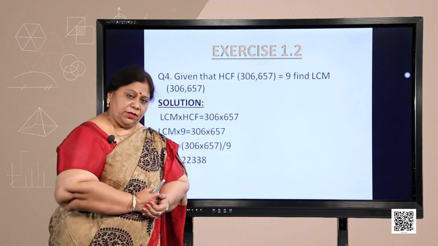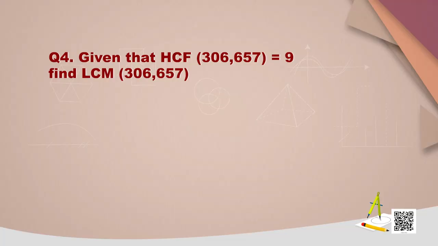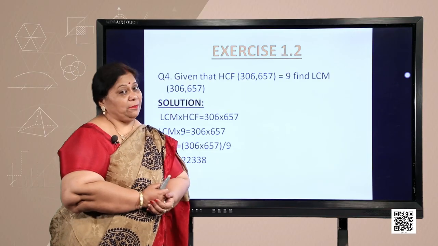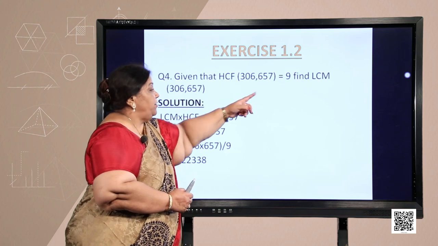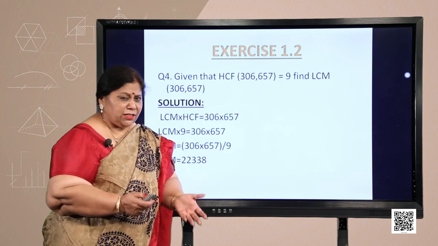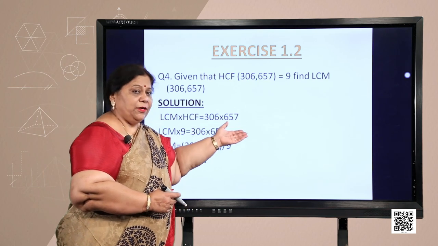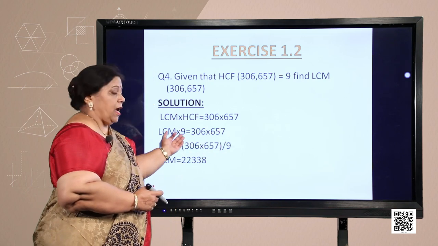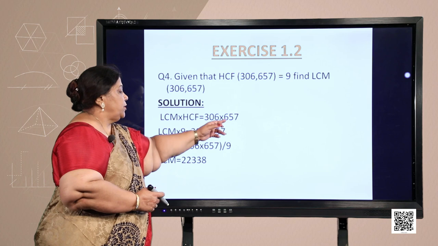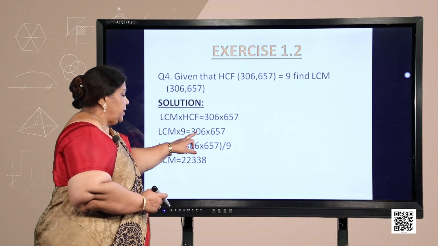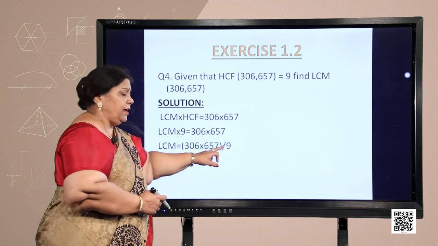Let us look into the next question, question number 4. We are given that HCF of 306 and 657 is 9. We are supposed to find out the LCM and this is a very popular question often asked in board exams. We are given the HCF and we are asked to find out the LCM. So, we have just now learned the rule that LCM into HCF is equal to product of two numbers. We can directly use that rule. And we will have LCM into 9 is equal to 306 into 657, which can be calculated as LCM is equal to 306 into 657 divided by 9.